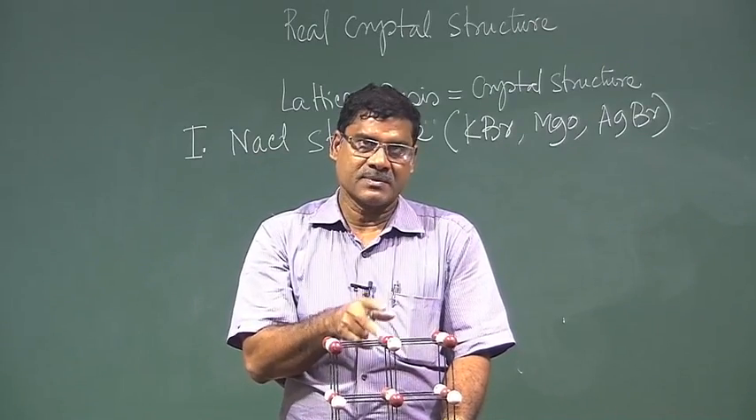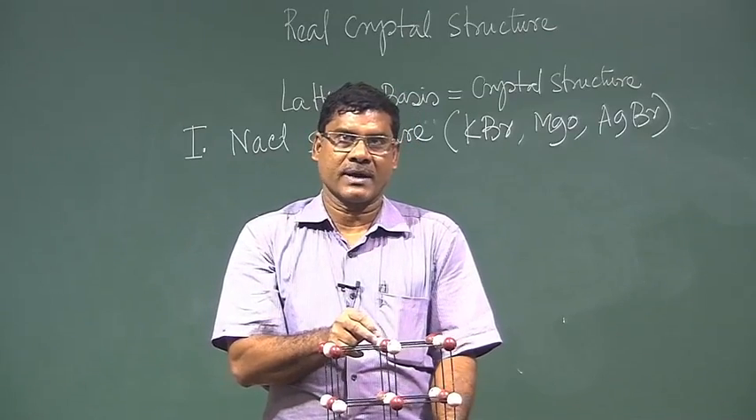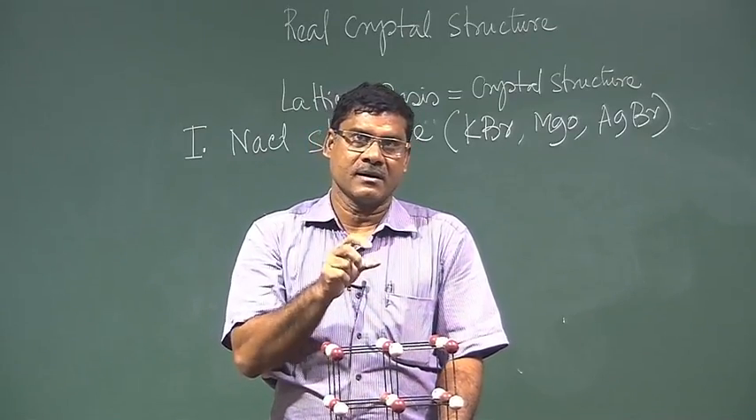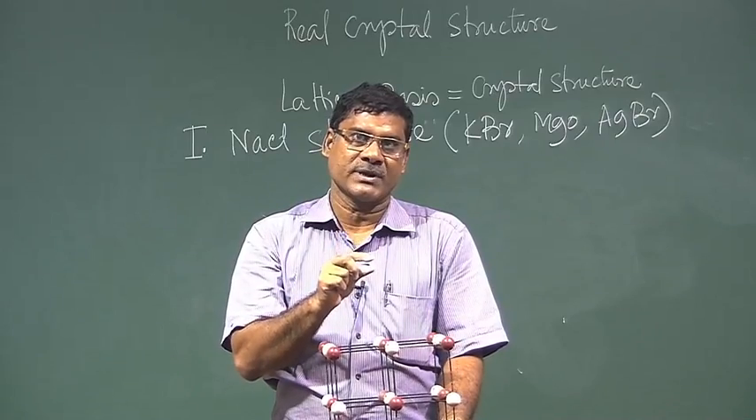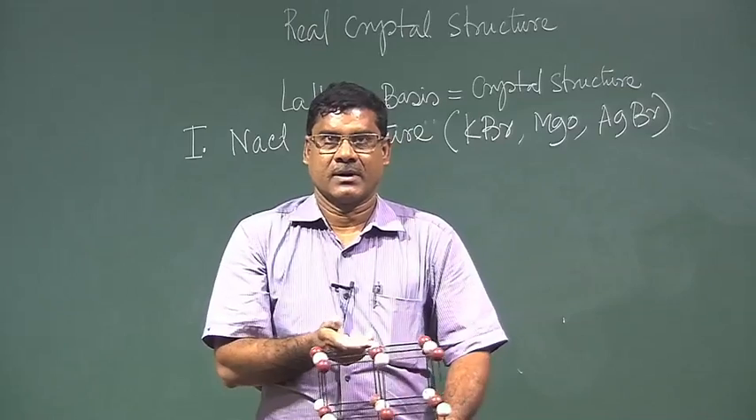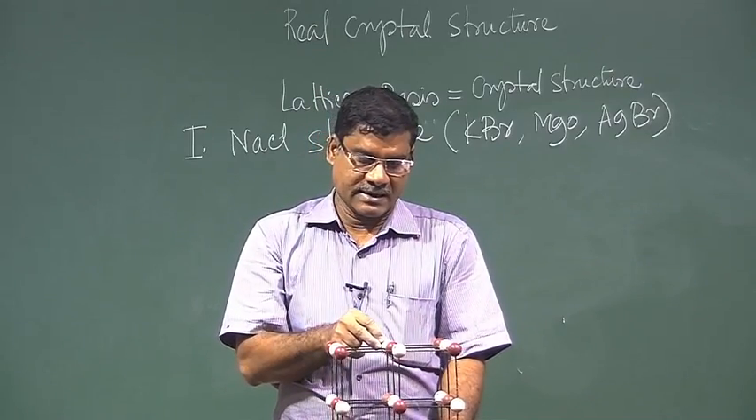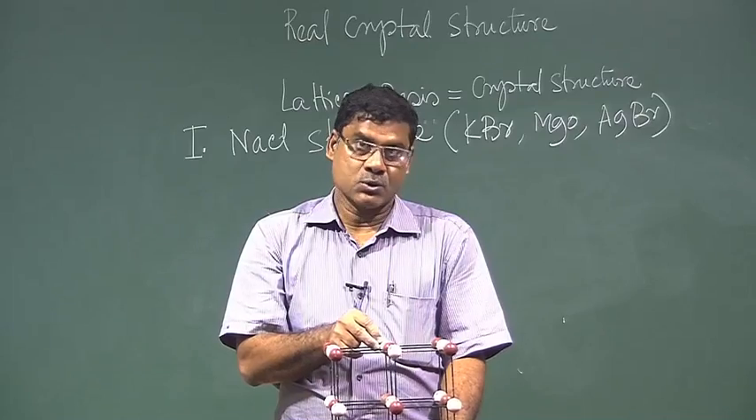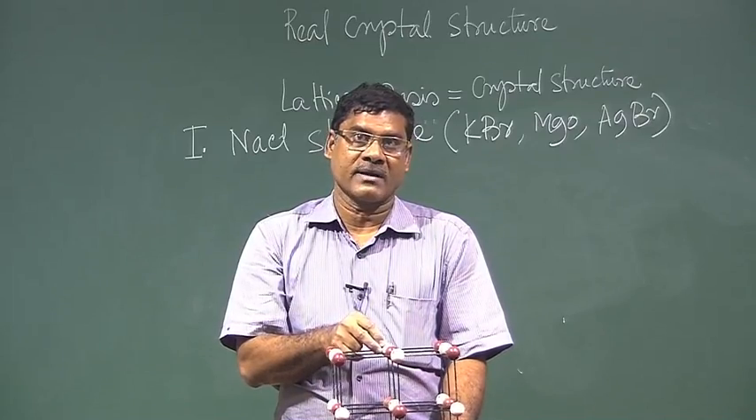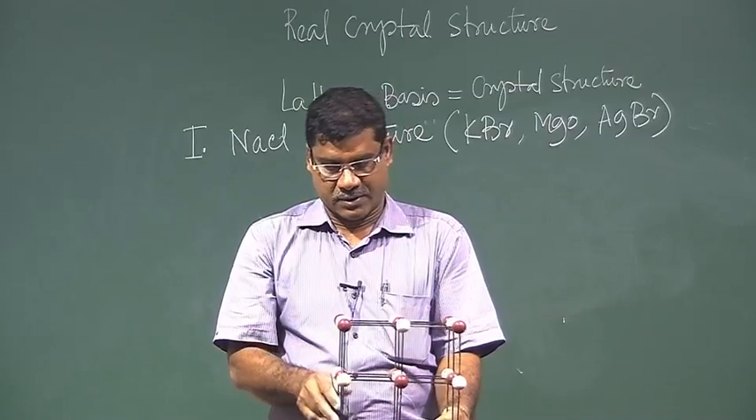So, in principle there should be 4 sodium chloride, because a basis is attached with each lattice point in the same way. That is the condition for a real crystal structure; arbitrarily you cannot put it. So in that case you should have 4 sodium chloride per unit cell.